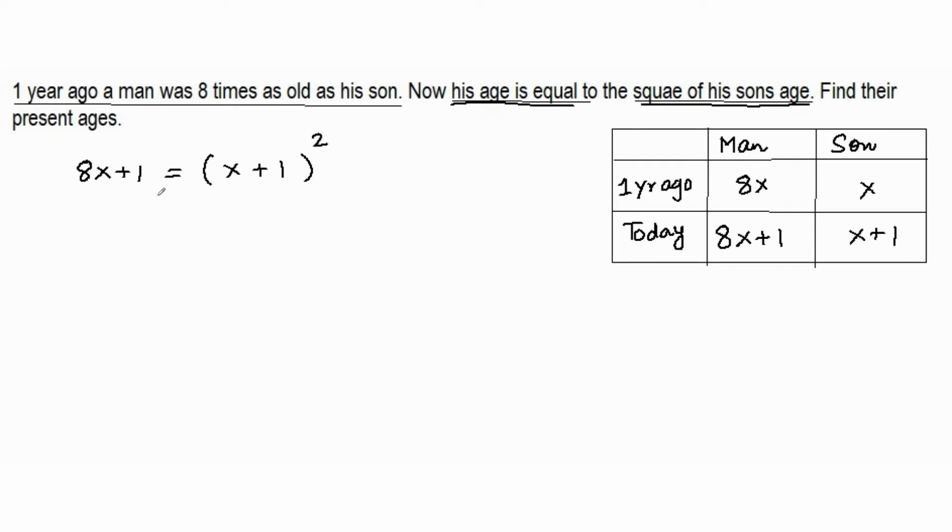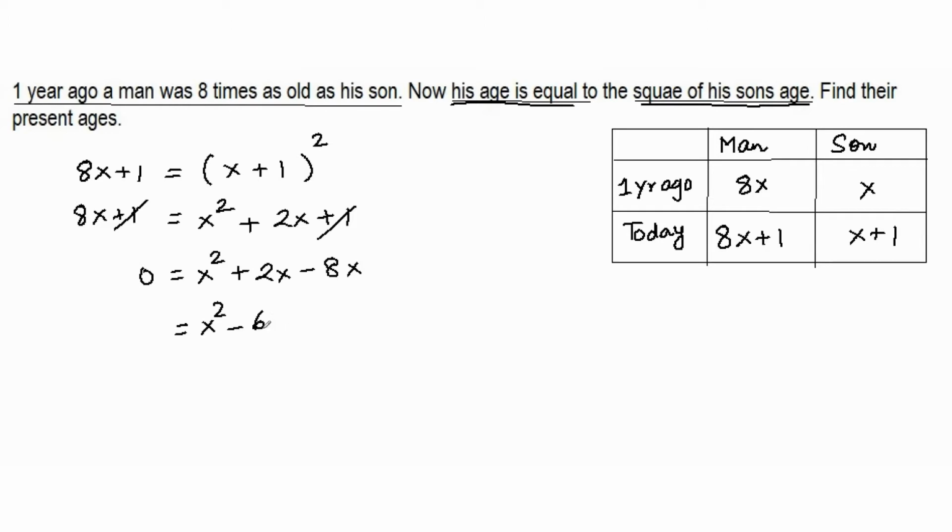So now I'm going to open up the brackets. So I get 8x plus 1 is equal to a plus b the whole square, which is a square plus 2ab plus b square. The 1 cancels and therefore I get 0 equals x square plus 2x minus 8x, which means x square minus 6x is equal to 0. And therefore factorizing, I can say x bracket x minus 6 is equal to 0. So this implies either x is equal to 0 or x is equal to 6.